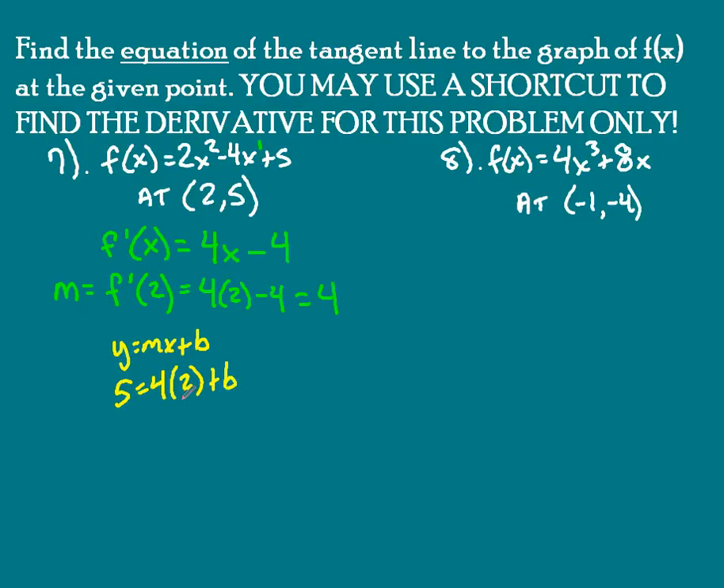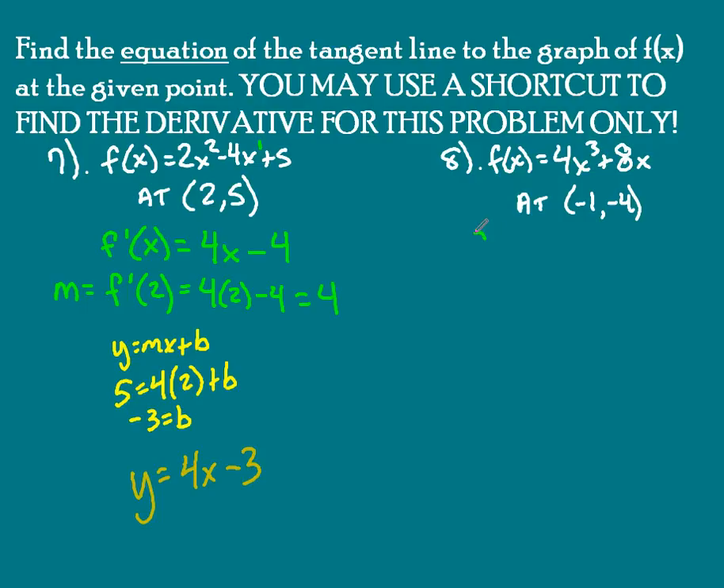Well, 2 times 4 is 8. Subtract that over and I'll get negative 3 is equal to b. So that means my final answer here is going to be y equals mx plus b, which is 4x minus 3. Same idea with this problem over here.